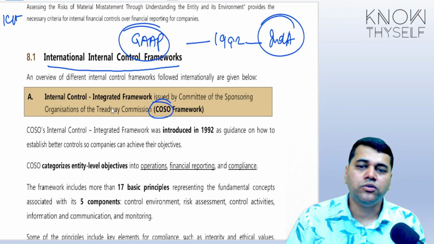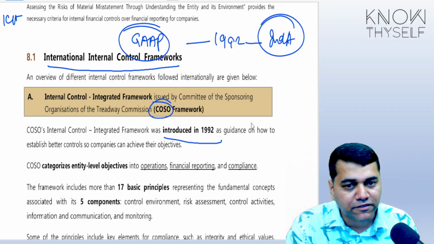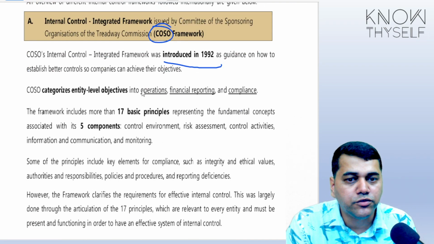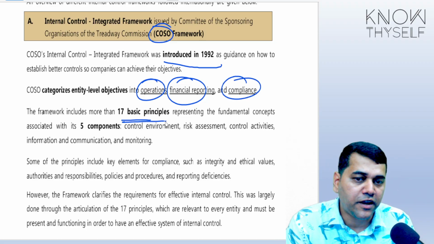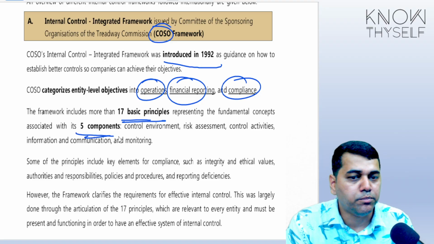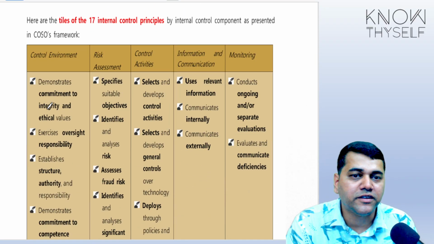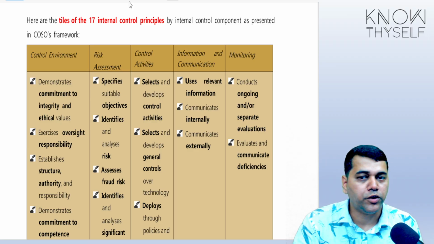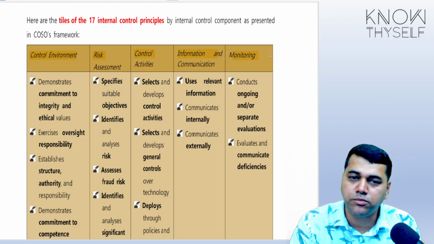So, the COSO internal control framework was introduced in 1992, which you have learned, with 5 components. They categorize the entity level objectives into financial reporting, operations and compliance. There are 17 principles and 5 components, which we have already learned, and this is how the 17 principles have been spread into the 5 components. So what are the 5 components? Control environment, risk assessment process, control activity, information and communication, and monitoring.